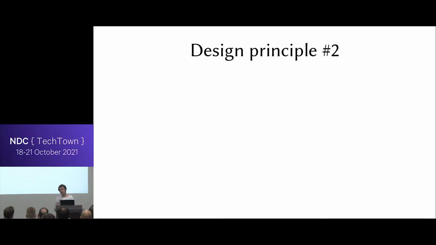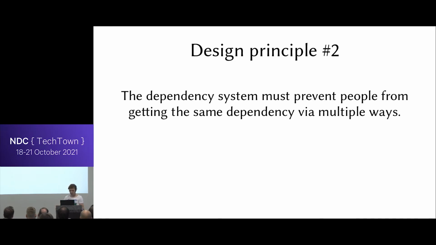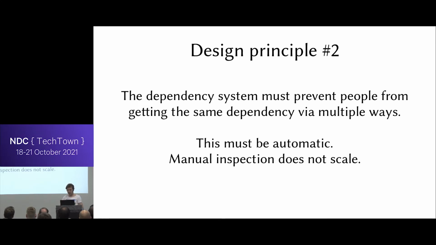So from this, we can find the second design principle, which is a bit contentious: the dependency management system must prevent multiple ways of getting the same dependency. And this must be done automatically. If a human being has to in any way inspect the dependency graph of your things to find out whether we are doing the right thing, that doesn't scale. So it has to be automatic and it has to work. And the system must say, you have multiple versions of the same thing, I'm not going to work.